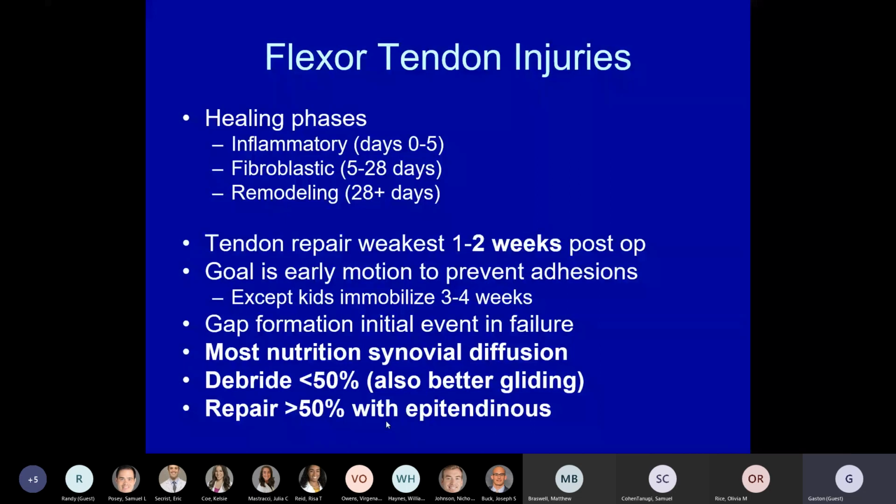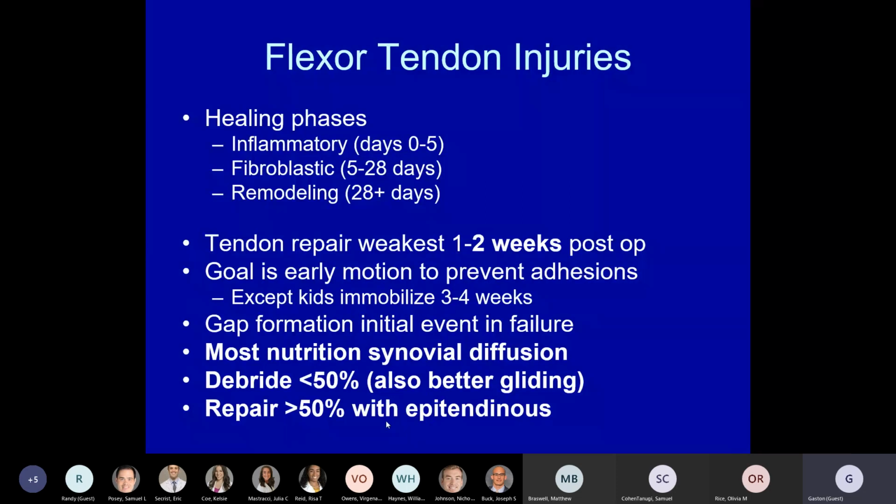Flexor tendons, so moving on. When they get injured, they heal in 3 phases: inflammatory, fibroblastic, and then remodeling. Tendon repair, this has been asked multiple times, is weakest at the 1 to 2 week post-op. So you can imagine it kind of sucks if you get somebody back and you splint them for 2 weeks and then you try to get them going with motion because that's the weakest point in your tendon repair.